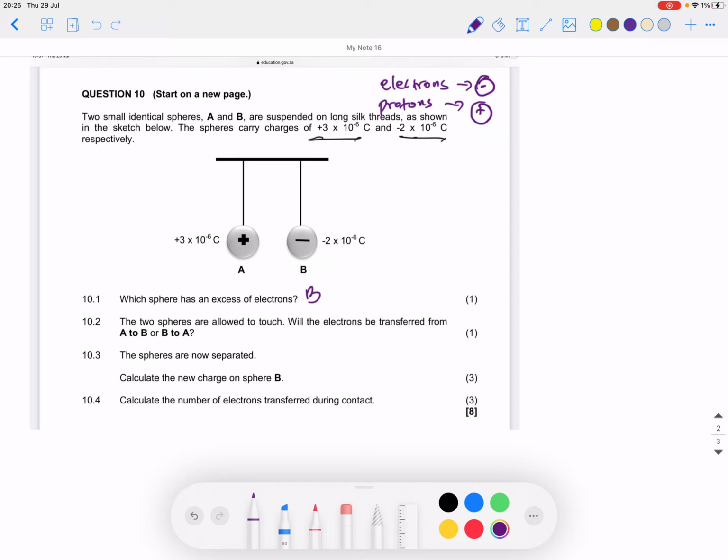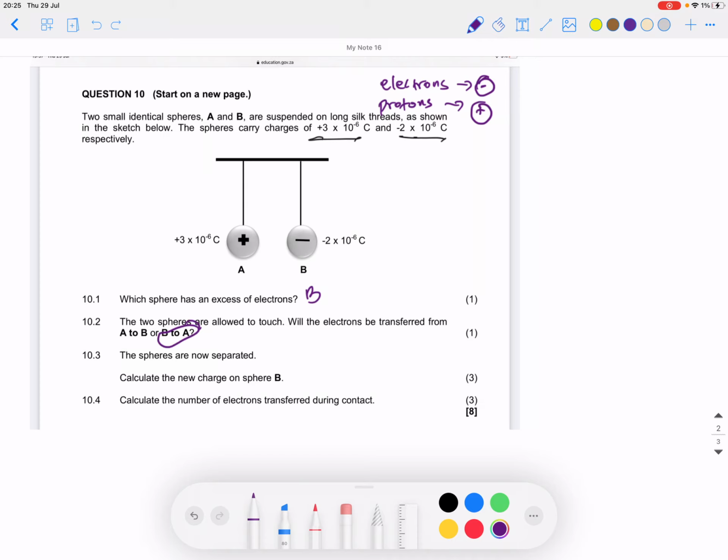The two spheres are allowed to touch. Will the electrons be transferred from A to B or B to A? Electrons will move from negative to positive, so it's going to move from B to A. So our answer is B to A in this case.